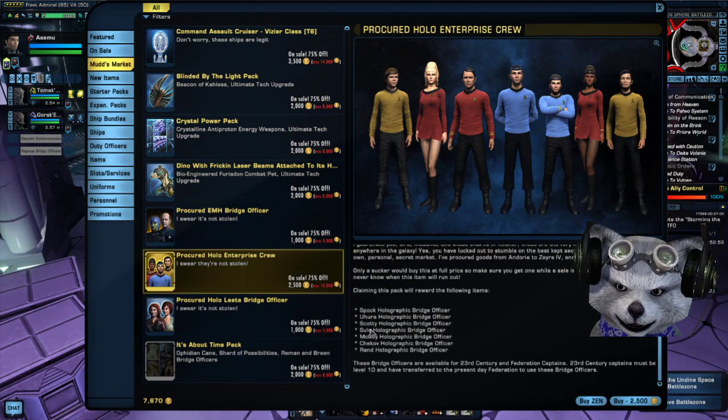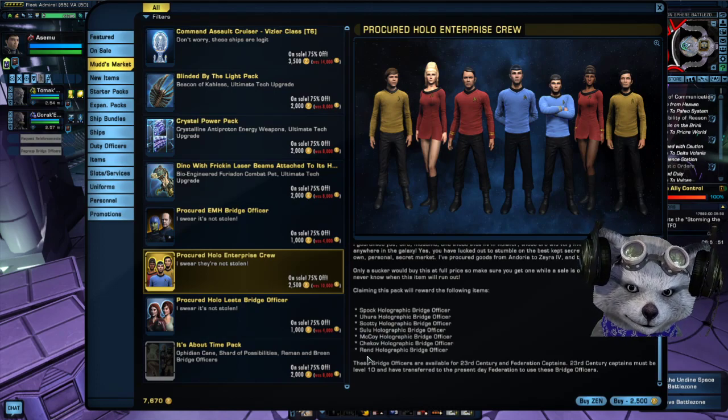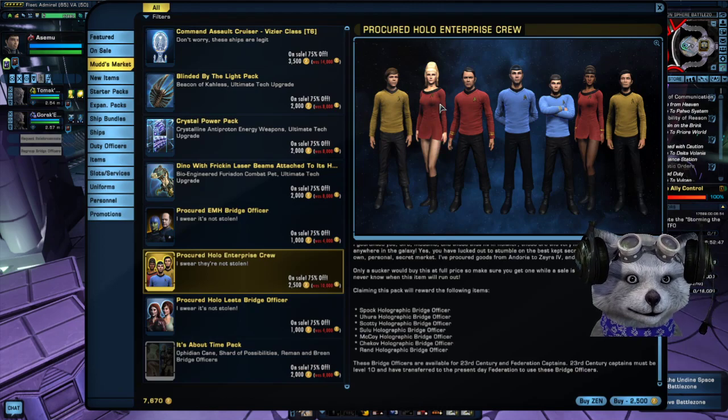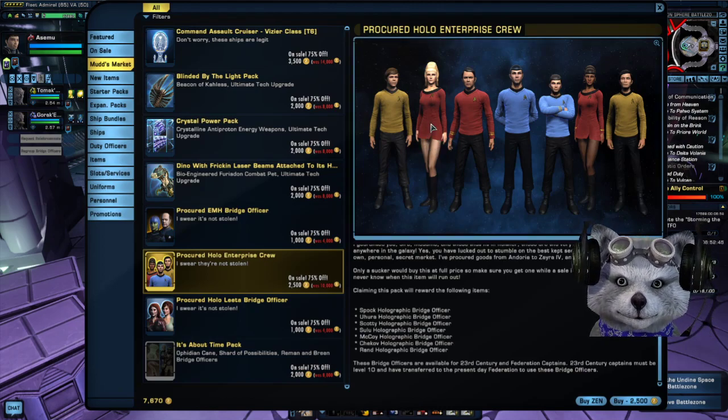Okay, Spock, Uhura, Scotty, Sulu, McCoy, Chekhov, Rand. The most neglected crew, Rand.